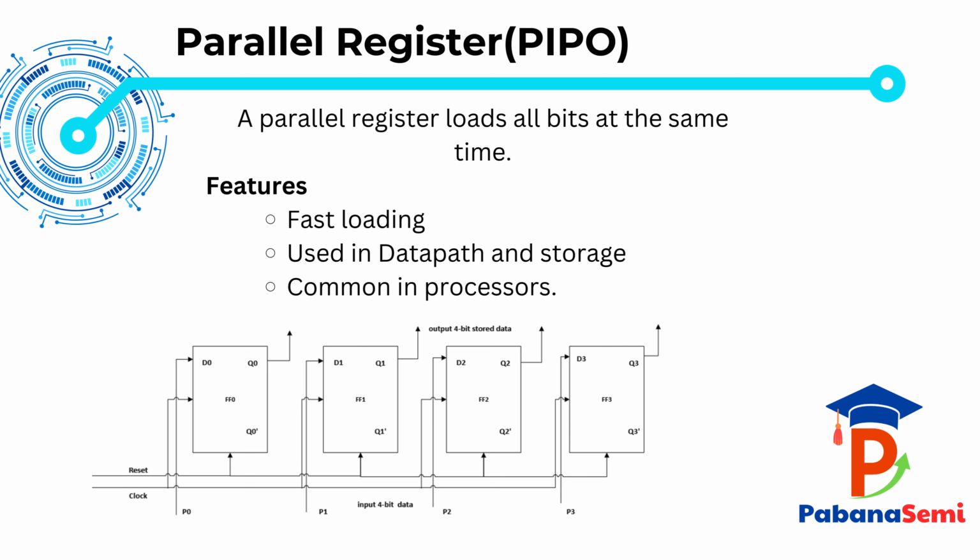through FF3. Because all flip-flops share the same clock signal, the data is stored and updated simultaneously on the clock edge. The stored bits appear at the outputs Q0, Q1, Q2, and Q3 in parallel form. Parallel registers provide fast data loading and are commonly used in processor data paths and digital storage operations.